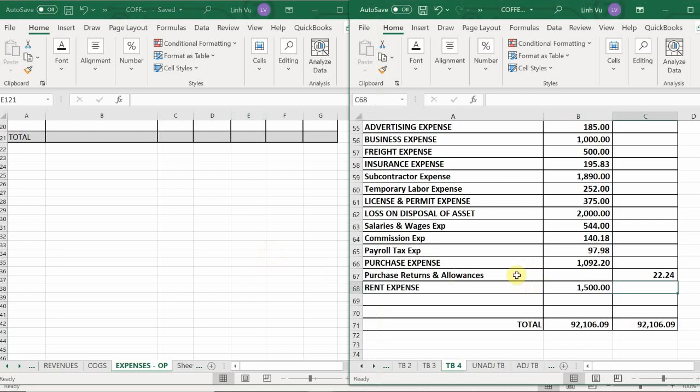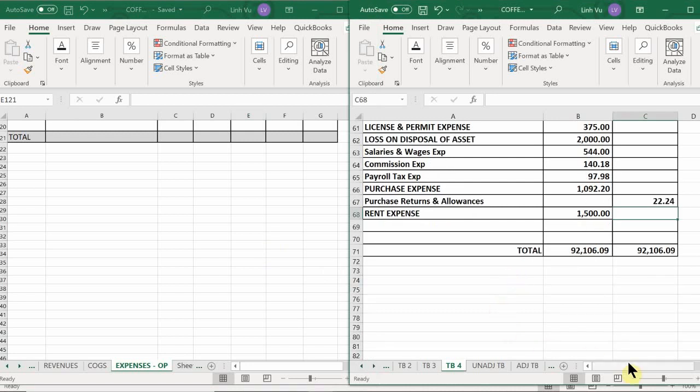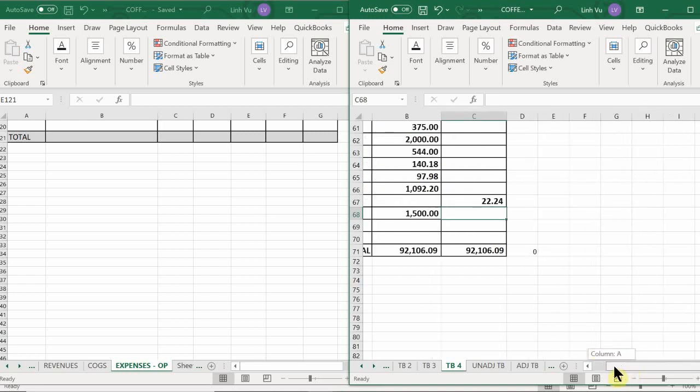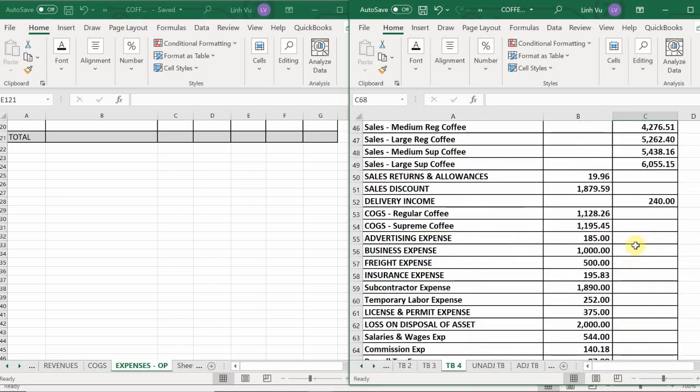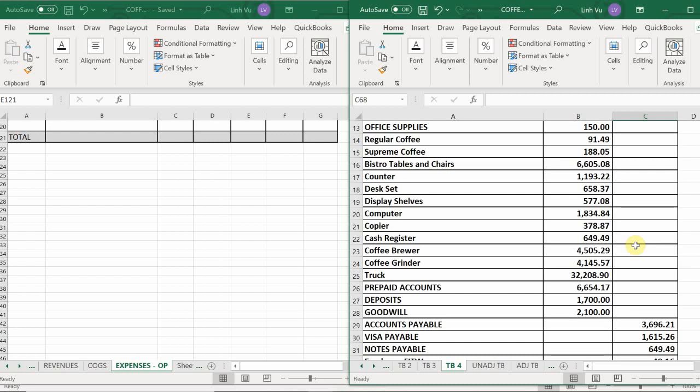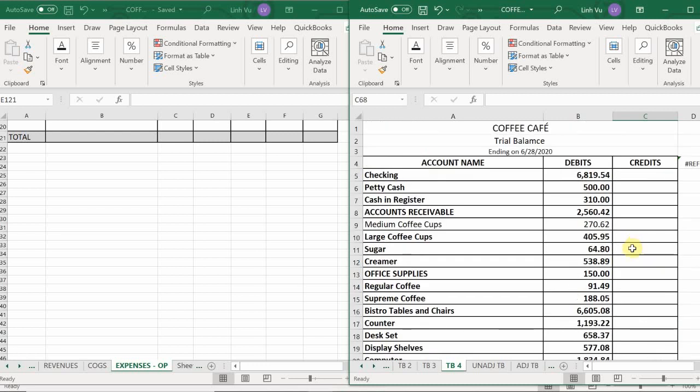So let's see. Let's take a look. Did we match our debits and credits? I have a total debit of 92,106.09, and on the credit side, I have 92,106.09. And of course, I put my formula in here, and they match. It's 0. So that means we did our accounting correctly because our total debits and our total credits match. Okay? Yay. All right.